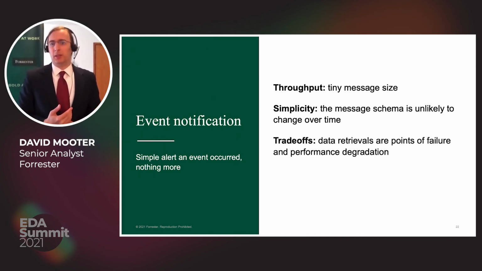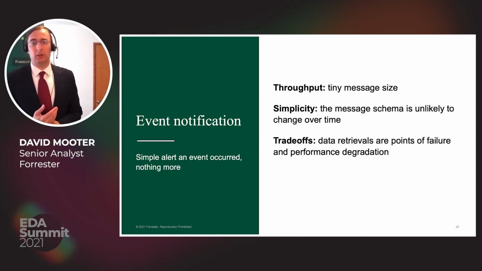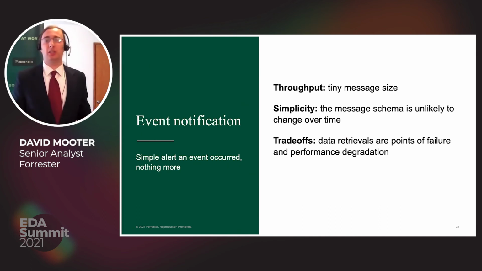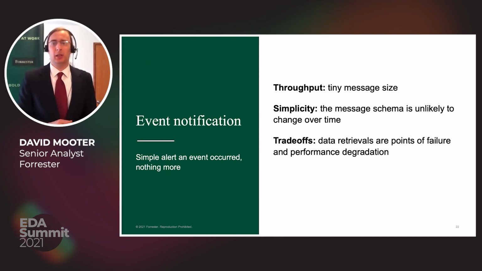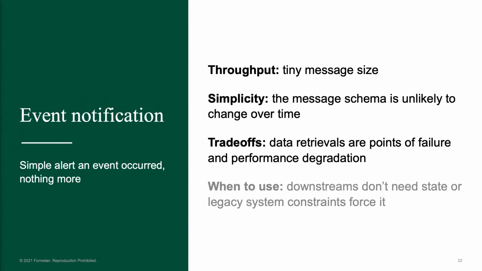The recipients of this data have to go back and retrieve from the system of record to get the current state. And that creates new points of failure and performance degradation opportunities from all those retrieval calls, and also scalability issues. If your downstream systems just don't need state, this may be better for its simplicity and throughput, but probably more commonly I see it when legacy system constraints force it.